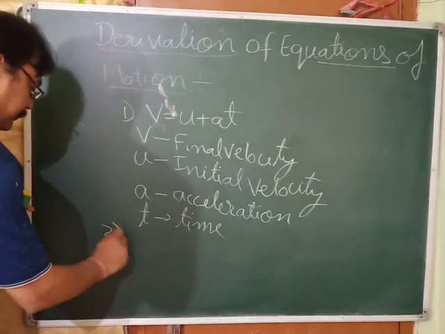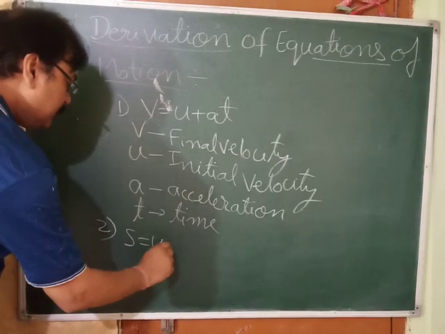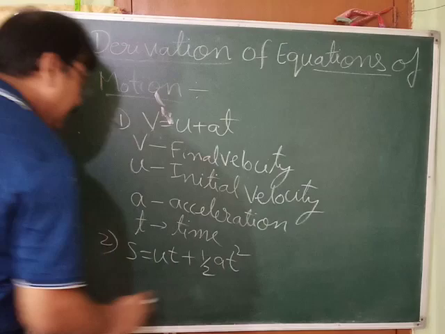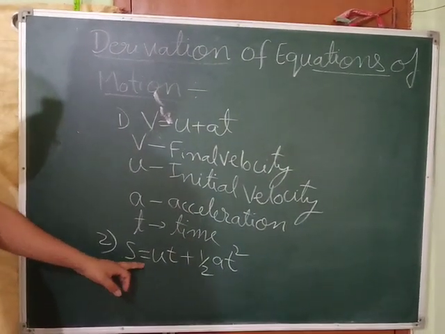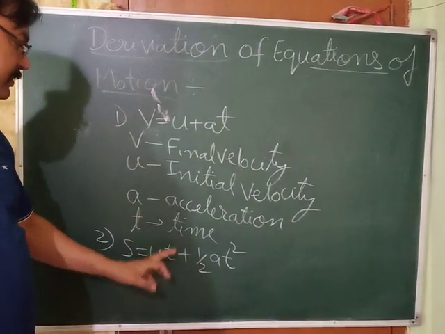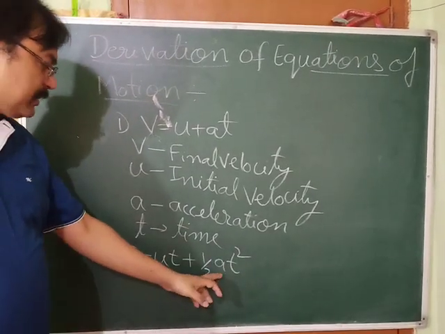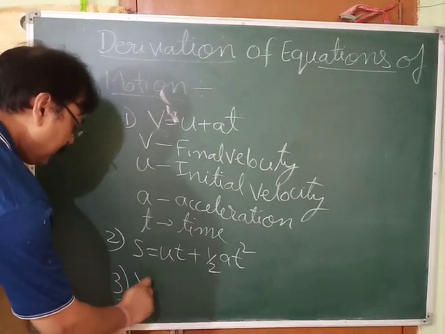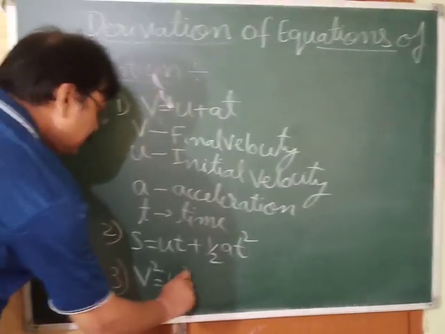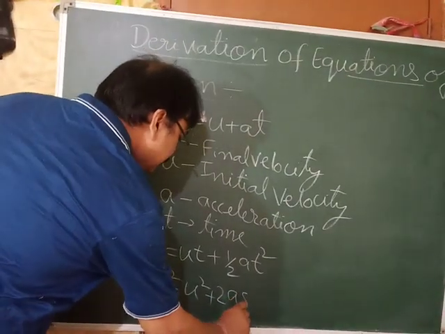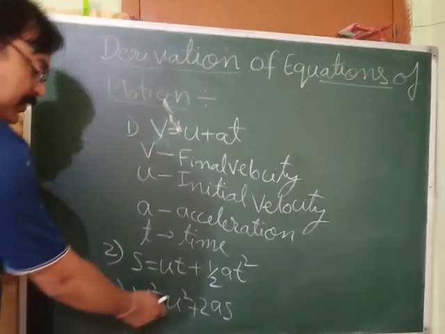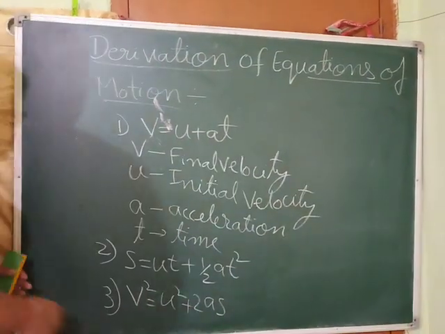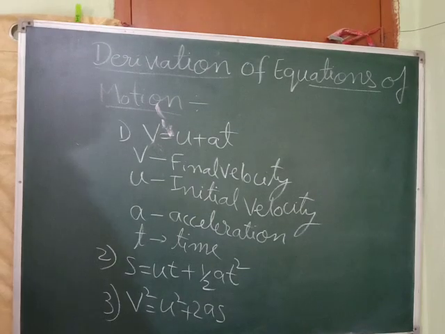Next, what do we write? s is equal to ut plus half at square. Again, s is the displacement, u is the initial velocity, t is the time, half is half, a is acceleration, and t is again time. And the next one we can write: v square is equal to u square plus 2as. Here v and u you are aware of, a is acceleration, s is displacement. So these are the three equations we have to derive.